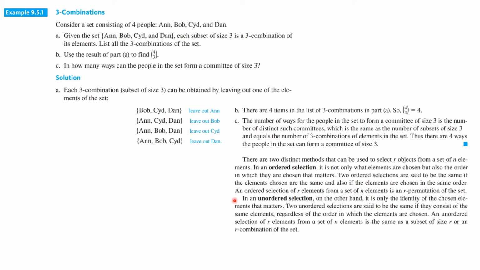In an unordered selection, like we just were talking about here, on the other hand, it is only the identity of the chosen elements that matters. Two unordered selections are the same if they consist of the same elements, regardless of the order in which they were chosen. An unordered selection of r elements from a set of n elements is the same as a subset of size r, or an r-combination of that set.